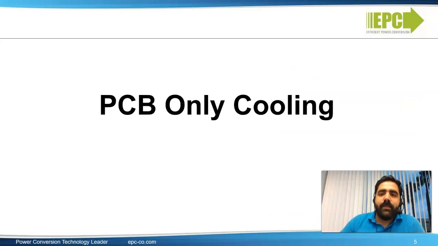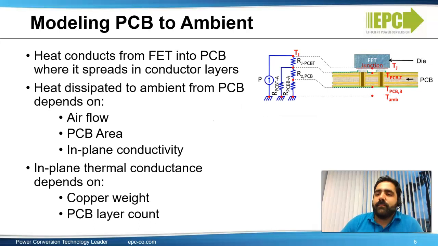So for the PCB cooling path, the standard heat dissipation from the FET is through the PCB, with which it has direct electric and thermal contact. So the heat that is generated in the FETs conducts downward into the conductor layer of the PCB, where the heat spreads radially and dissipates into the ambient from the PCB surface.